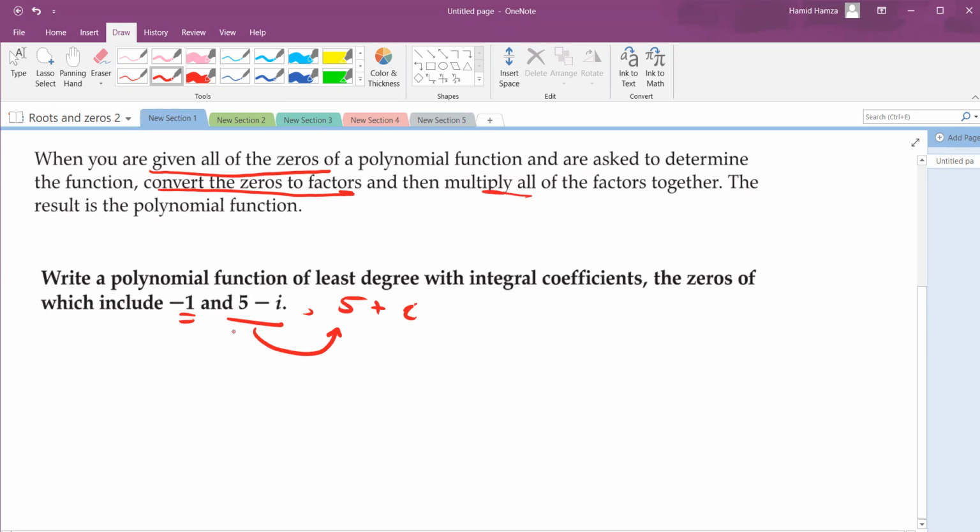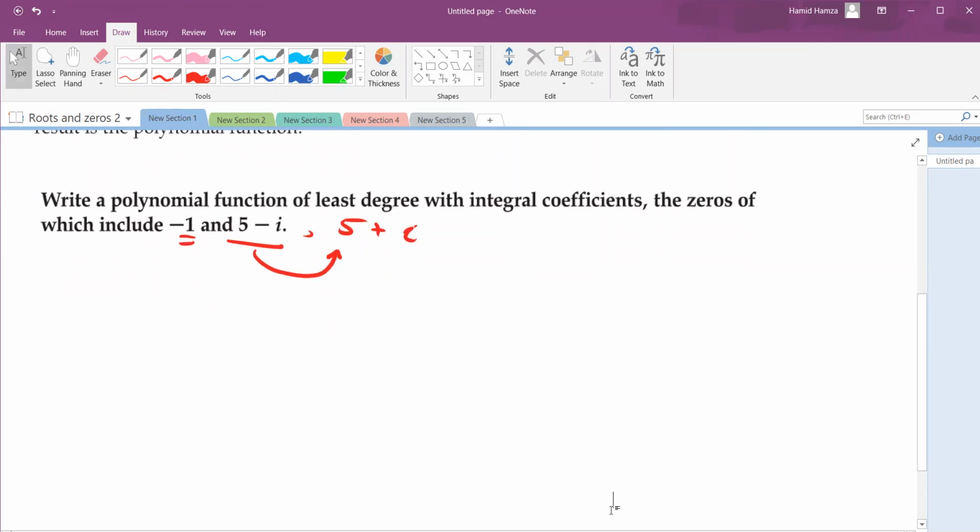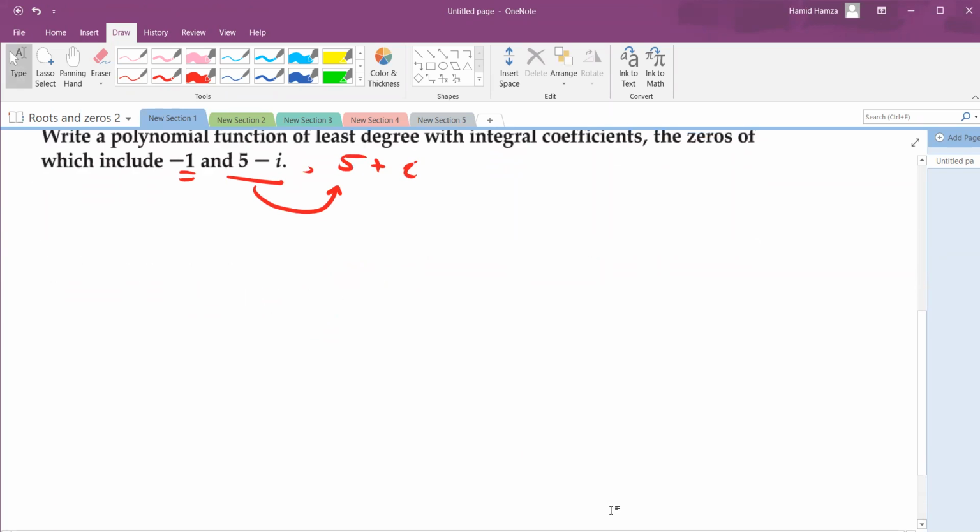So how many factors, or how many zeros, do I have now? I have 3 factors, 3 zeros. So change them to factors. f of x will be, taking it with a different sign, x plus 1, then x minus, when we deal with this, guys, x minus 5 minus i.